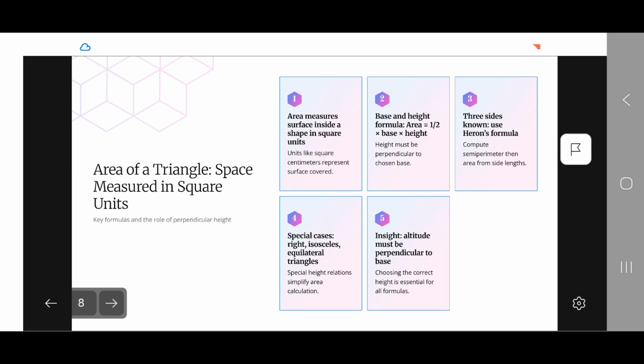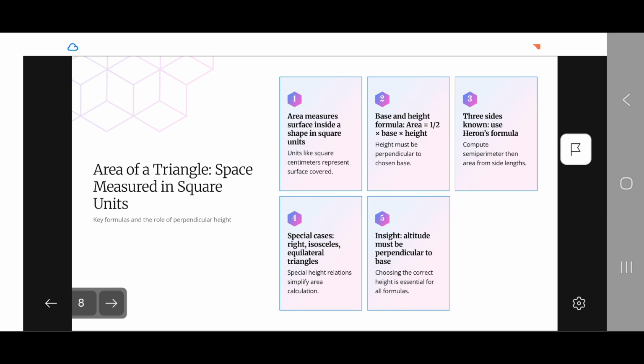Three: three sides known, use Heron's formula. So compute the semi-perimeter, then the area from the side lengths. Now number four, special cases, right? Isosceles and equilateral triangles. Special height relations simplify area calculations.